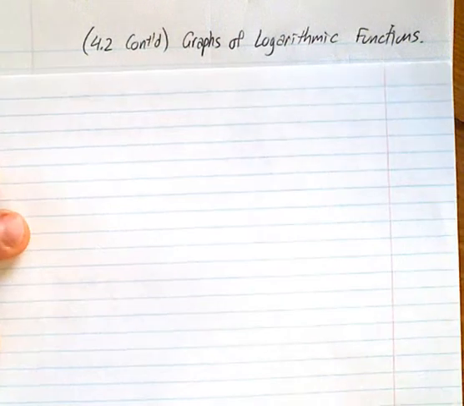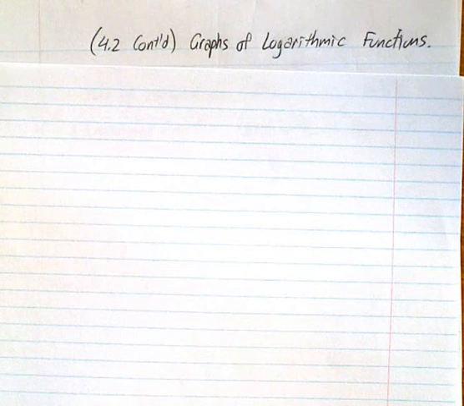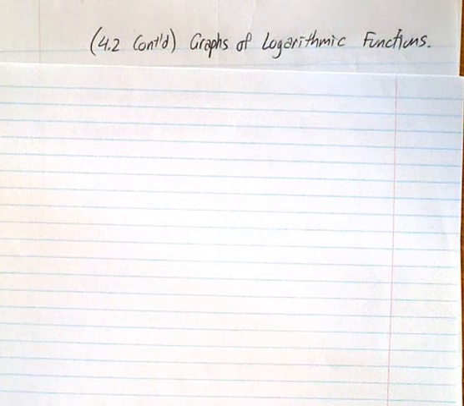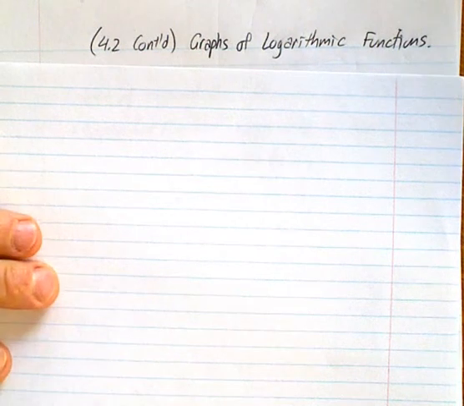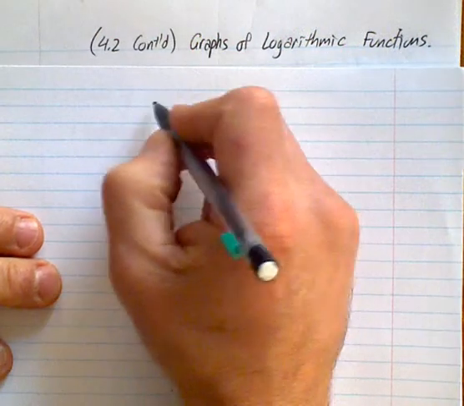Okay, here we are looking at the second part of 4.2. I thought I'd break this section down into two as well, just so that it's a little more digestible. Here we're just going to be talking about graphs of log functions, okay? Hopefully you watched the first one and you remember that they are inverses of each other.